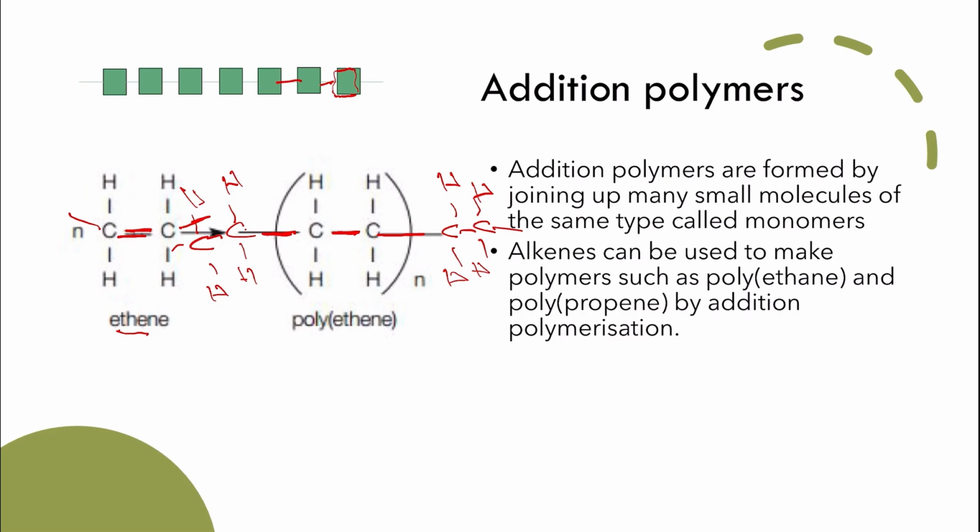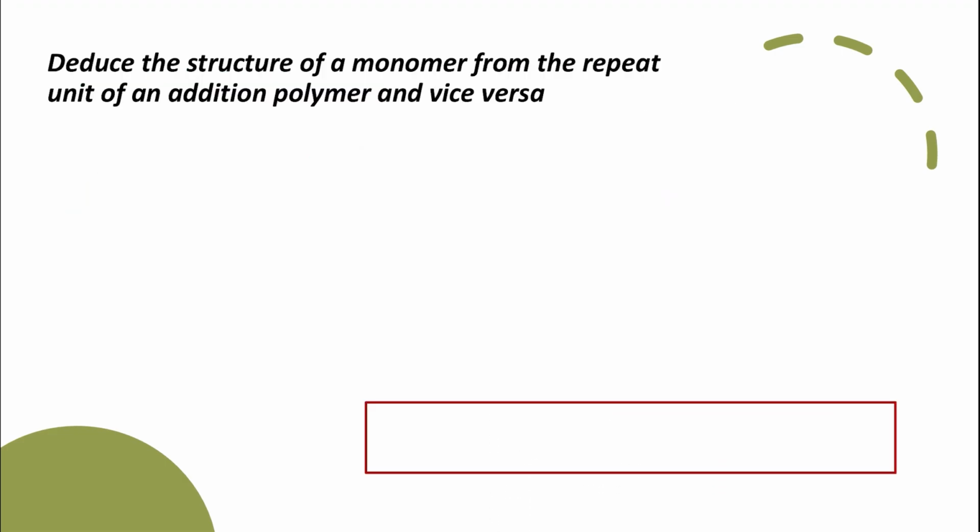So instead of drawing all of these units next to each other, we can replace that with the brackets and the letter n, which refers to the fact that we have this repeated unit n number of times and they are joined together. So this is the polymer.